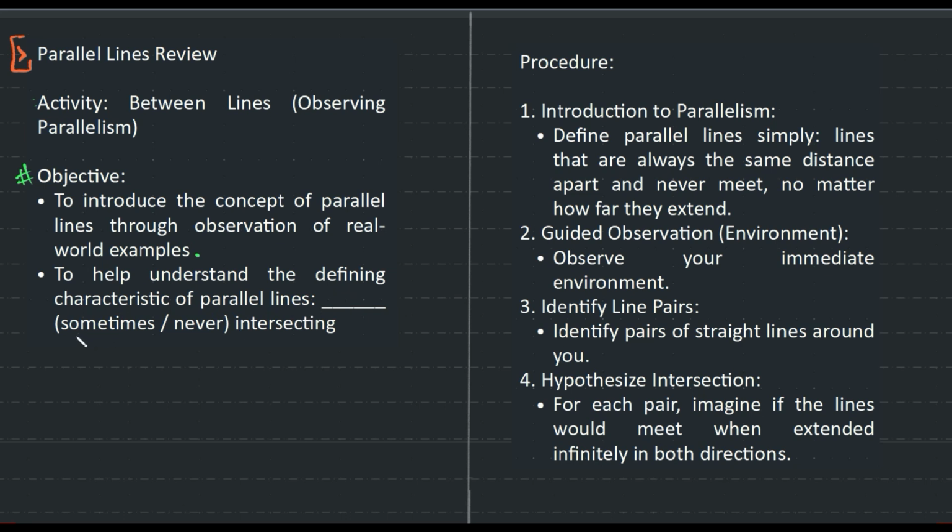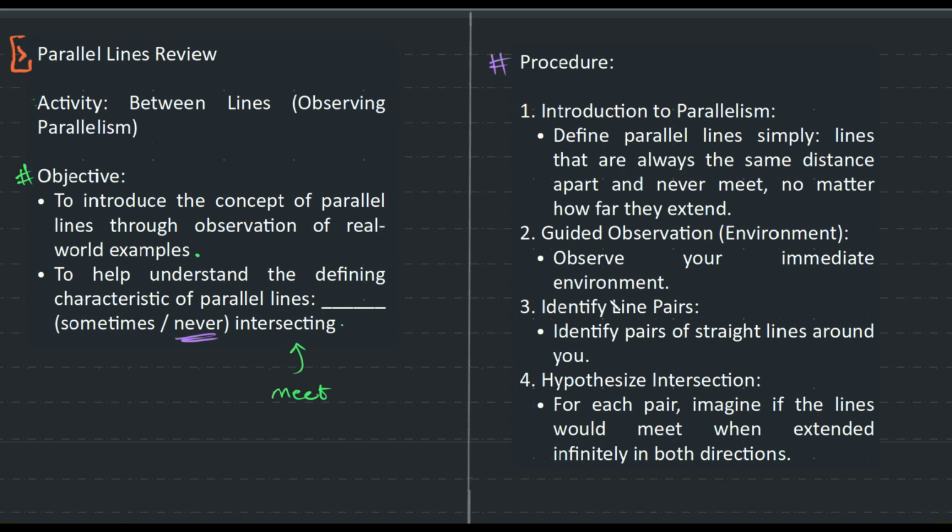Do they sometimes meet or never intersect? Intersect means meet. Do parallel lines meet or not meet? That's the question. Parallel lines do not meet, they never meet. Okay, so the procedure is quite simple. This is something that you guys have to be doing. First, we define parallel lines simply as lines that are always the same distance apart and never meet, no matter how far you extend them.